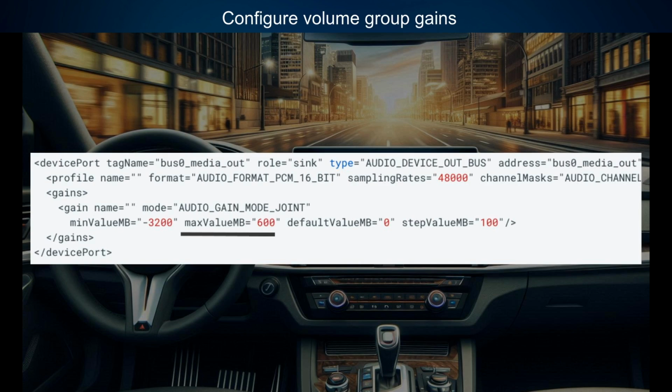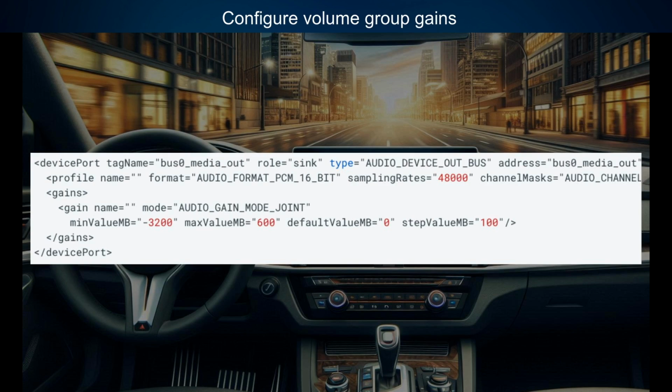Max value MB, this is the maximum volume level for the device, like the loudest setting you can adjust. The default value MB, this is the default volume level for the device, the level it will be set to when first turned on. Now here's the interesting part. The car's audio system might have several devices in a group. Each device can have its own minimum, maximum, and default volume levels.